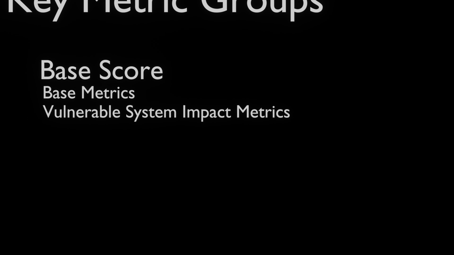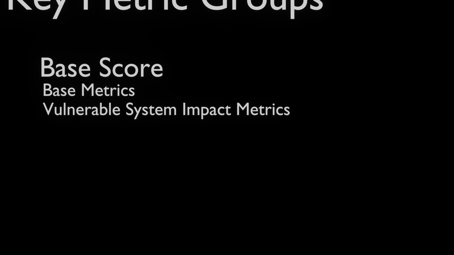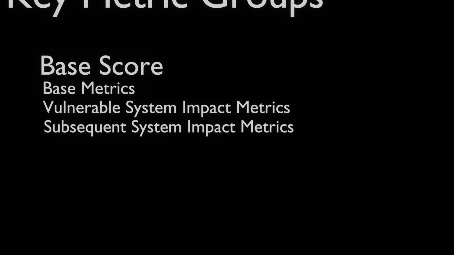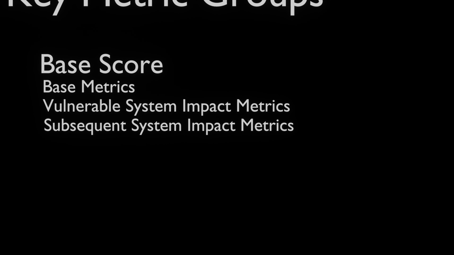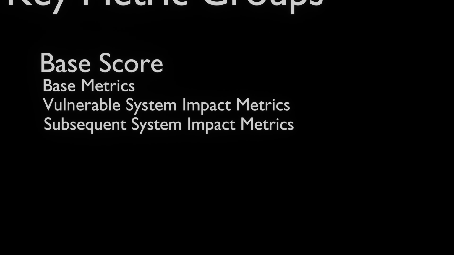CVSS 4.0 assigns the score based on 5 key metric groups. The base score forms the core of the vulnerability assessment, evaluating the basic attributes of a security flaw. The base score is comprised of 2 sets of metrics, exploitability and impact metrics. The exploitability metric calculates how easy it is to exploit the vulnerability. The impact metrics calculate the direct impact of successful exploitation.